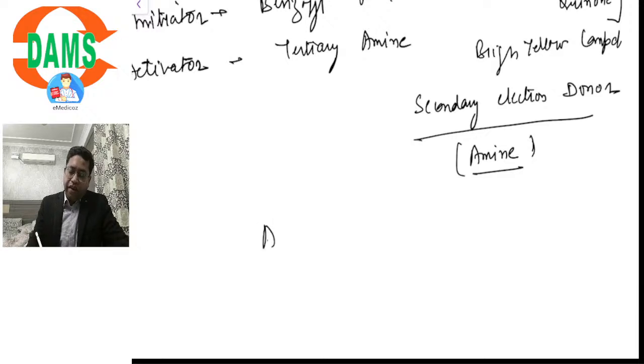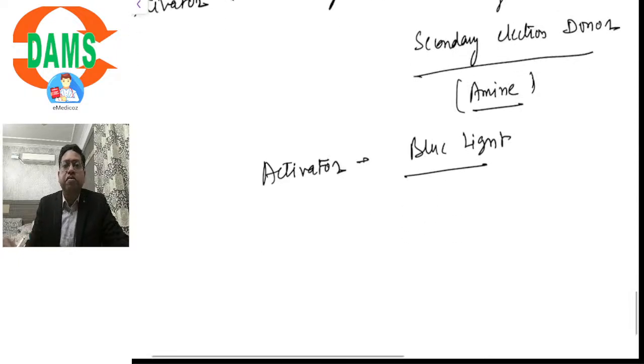So, if we talk about the activator, what could be the activator over here? Blue light. When we show blue light to such composites, they start to initiate polymerization. This blue light is absorbed by camphoroquinone, which is the photoinitiator present in the composites.